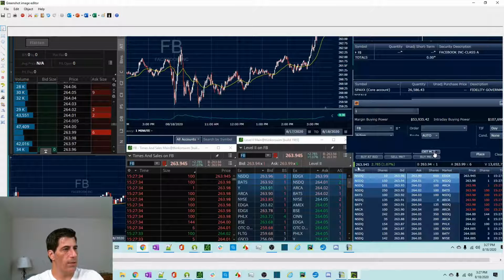So here's 2 bids on NASDAQ, one last peek. Facebook, there's 2 bids. 263.96, there it is, and then there's one right below it, 263.94, and it's nowhere to be seen. And there's another NASDAQ at 263.93. So you guys don't have anything until 263.92. So that's it. I'm going to wrap it up.